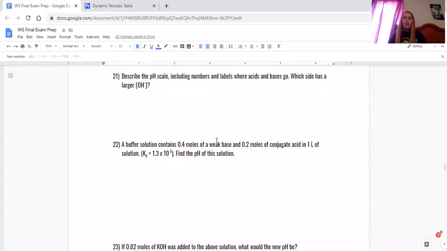Describe the pH scale, including numbers and labels where acids and bases go. Which side has a larger OH minus? All right. So we go ahead and look at the pH scale. I could just get you all a picture. I was going to just type it out, but why not?